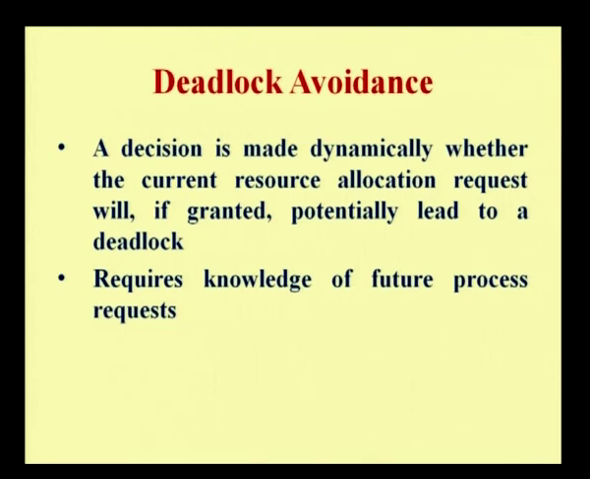That is one point. The other point, as far as the previous slide is concerned, is that a decision is made dynamically whether the current resource allocation request will, if granted, potentially lead to a deadlock. So you need to allocate resources dynamically. You need to know, and this comes only through experience, that if I allocate this, I can avoid a deadlock, and if I do not allocate this, I may encounter a deadlock. So that is the situation.